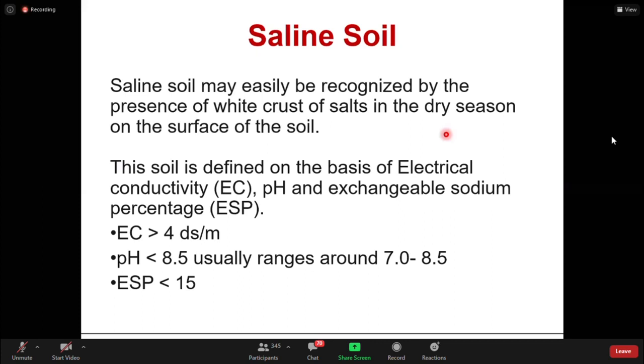And if there are 15 out of 100, that is, 15 of the 100 are satisfied with sodium, then the exchangeable sodium percentage of that particular soil will be 15. It could be less than 15, or it could be more than 15.